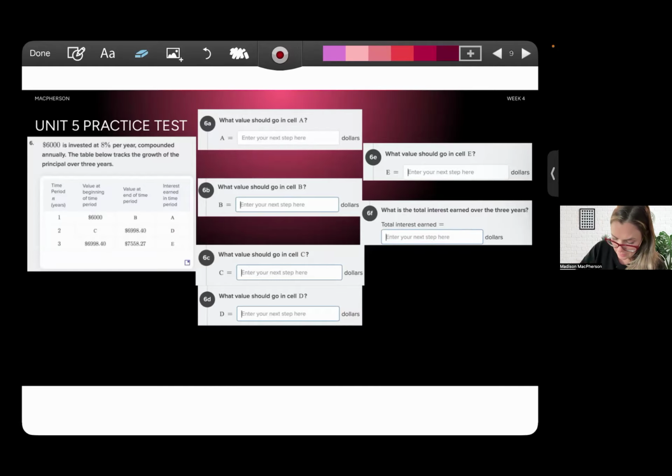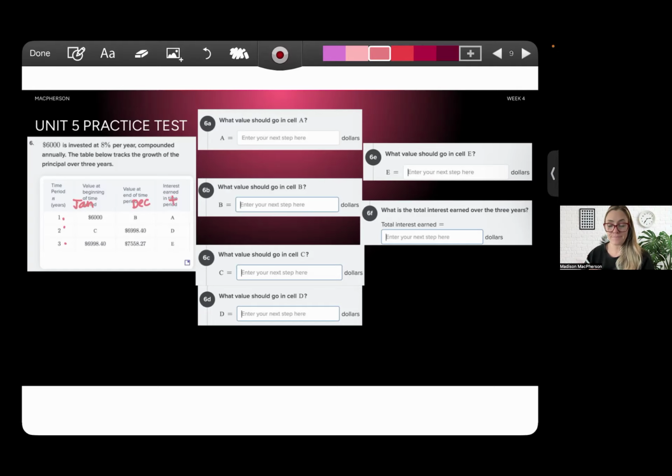We've got our time period. This is 1 year, 2 year, 3 year, and then value at the beginning of the time period. So in January, that's what the amount is worth. Value at the end of the time period. So December. So the beginning of the year, end of the year. Sometimes the year starts at a different time, but for our purposes we're going to say January and December so that we can understand it a little better. And this is the interest earned in the time period. So that's the amount made.